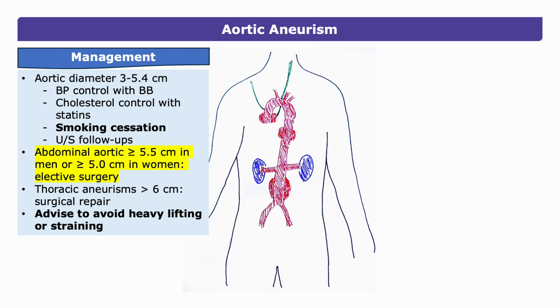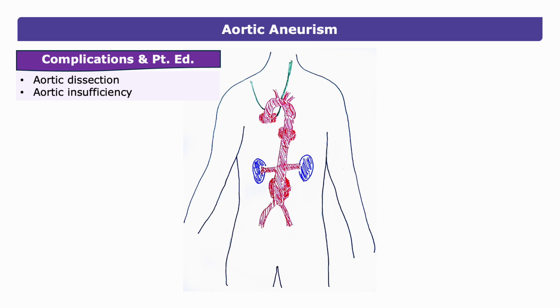For your exams, you need to remember that any aneurysm more than 5.5 centimeters in males or more than 5 centimeters in females, at that point we can suggest elective surgery. Anything bigger than 6 centimeters, then at that point we're going to advise surgical repair. In addition, you need to remember to advise your patients to avoid any heavy lifting or straining to prevent any dissection or rupture of the aneurysm.